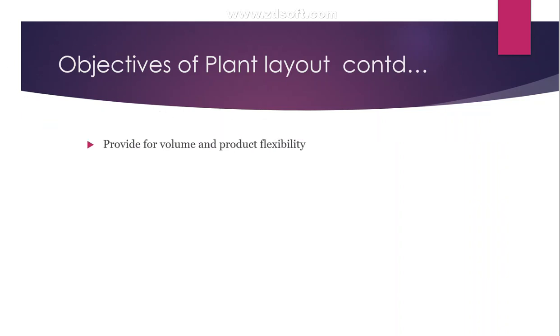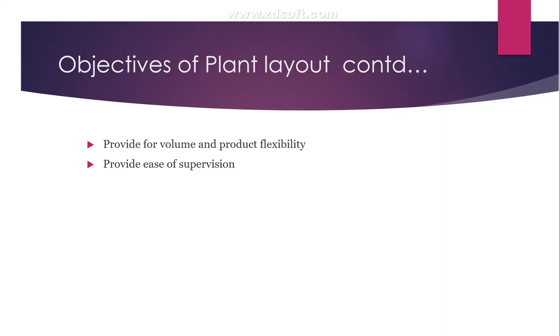Okay, provide volume and product flexibility. We can design the plant layout according to the changes required in the future, with respect to diversifying products and expanding the volume of production. So we need to keep in mind that the plant layout is designed in such a way that it helps us expand the volume of production and diversify the product.